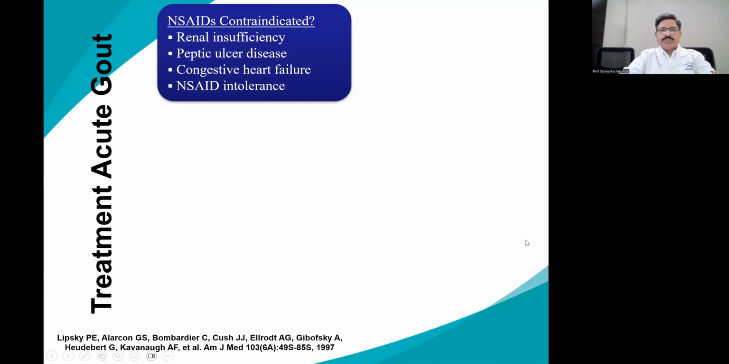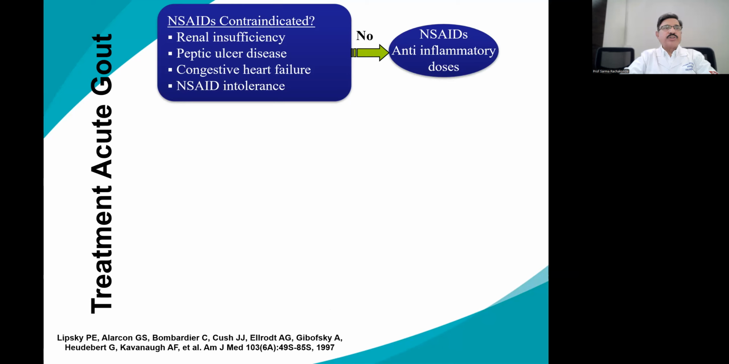Okay. Now, when are the NSAIDs contraindicated? When the patient has grade 3, 4 or 5 chronic kidney disease, peptic ulcer disease, congestive heart failure. Any one of these makes them contraindicated. If NSAIDs are not contraindicated, then they become the first choice. Look for the contraindications before prescribing NSAIDs. Is there a history of PUD? Is there renal insufficiency?